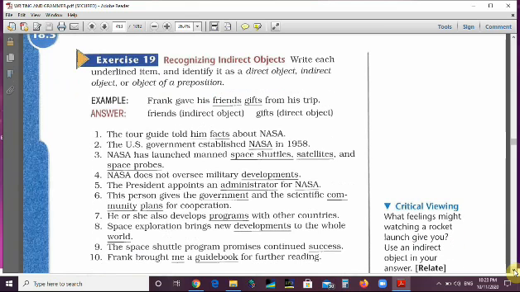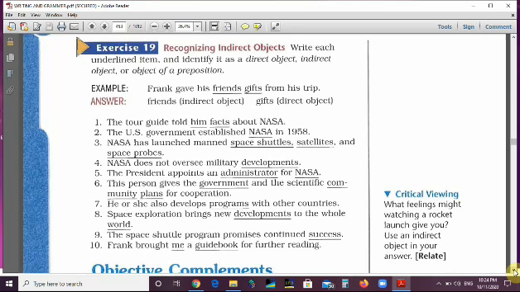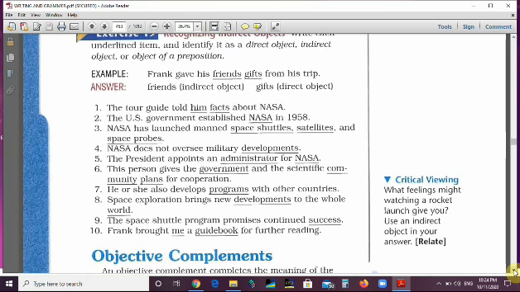Let's move on to exercise 19. Write each underlined item and identify it as direct object, indirect object, or the object of a preposition. Look at the example. Frank gave his friends gifts. So gifts is the direct object. To whom? To his friends. Friends is the indirect object.